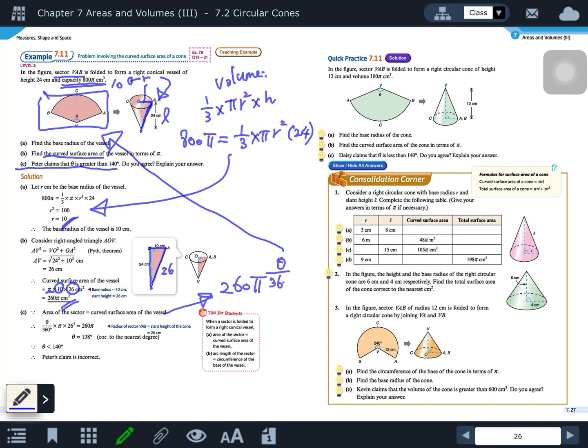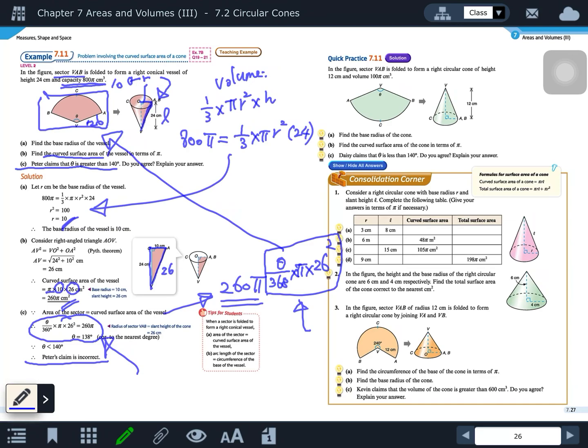Theta over 360 times, you have to know that this is pi r squared, but in this case the r is the l. This is 26, so r squared. So you can see that we have to compare 260 pi with this equation. So now I just make it an equal sign. Then you will find that theta is equal to 138 degrees. So this is an incorrect statement.